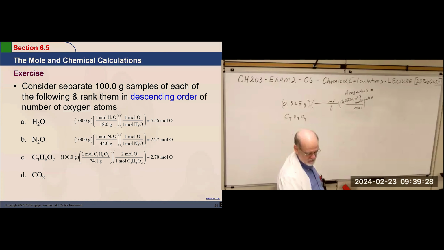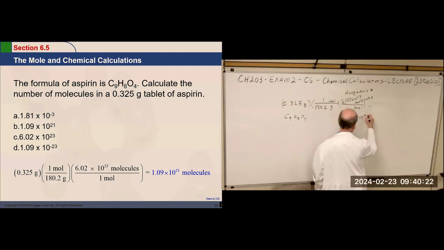So grams cancel, moles cancel. We're left with molecules. And if we calculate it correctly, it should be 1.09 times 10 to the 21 molecules of acetylsalicylic acid in a full strength tab of aspirin.